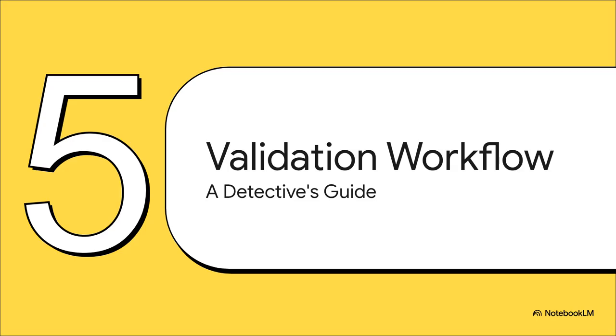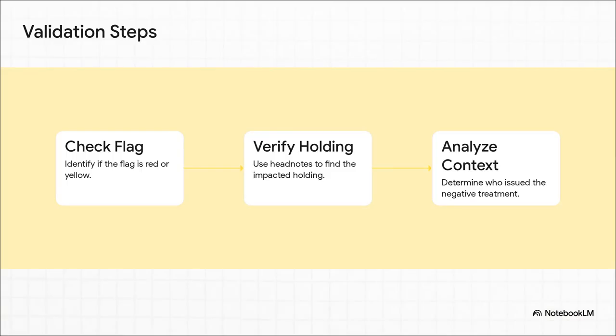Let's pull all of this together into a highly efficient strategy you can use for your own memos. This is your step-by-step guide to navigating flags safely. Step 1, check the flag. Identify if it's red or yellow. Step 2, don't just give up on a yellow flag. Click into the negative treatment tabs to verify the impacted holding. See exactly which headnote took the hit. Is it the headnote you're relying on? And step 3, analyze the jurisdictional context.